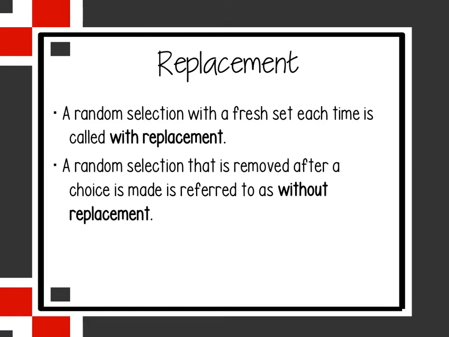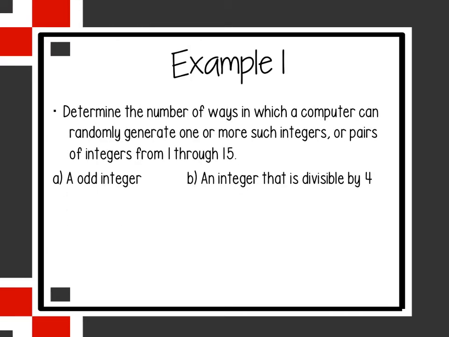Okay. So example 1 says determine the number of ways in which a computer can randomly generate one or more such integers or pairs of integers from 1 through 15. So in a random generation, you're not going to keep the number. Once you take out a number, it's not gone. So this is a situation in which there would be replacement, if you think about it that way. So if you think about the numbers between 1 through 15, you've got 1, 2, 3, 4, 5, 6, 7, 8, 9, 10, 11, 12, 13, 14, 15.